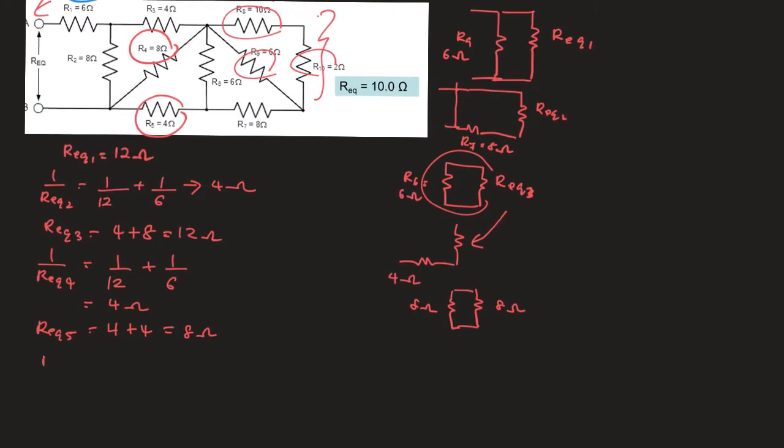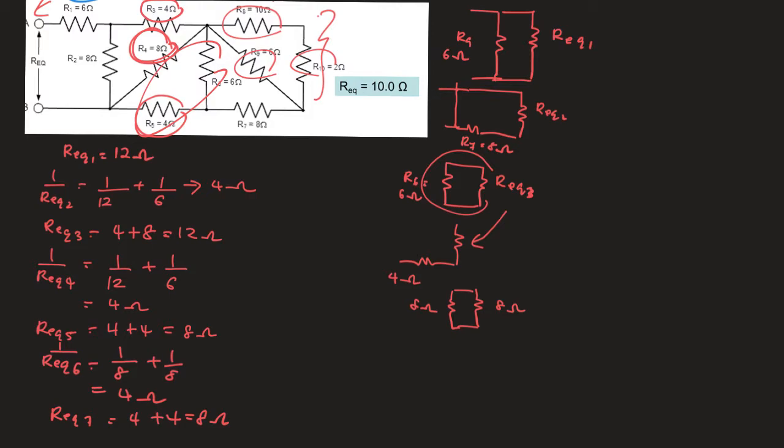So R equivalent 6 is going to be 1 over 8 plus 1 over 8. Therefore, you are going to get 4 ohms. The arrangement of that combination, this one with this one, is going to be in series with the 4 ohms at the R3. In series, therefore, I'm going to put it as R equivalent 7. So you are going to get 4 plus 4, which is 8 ohm.